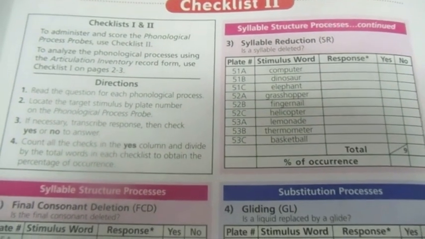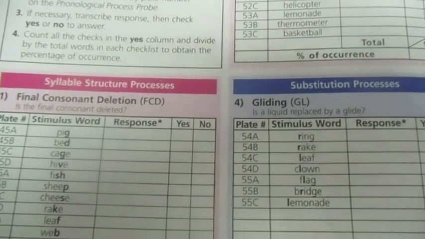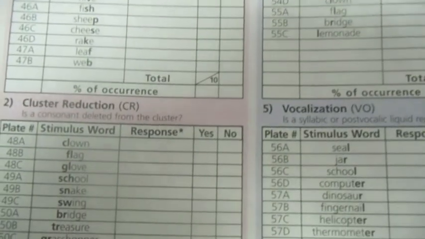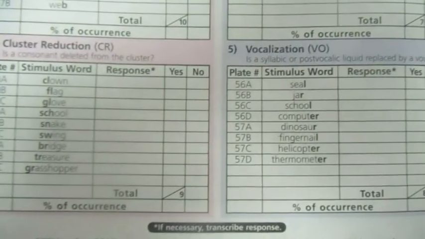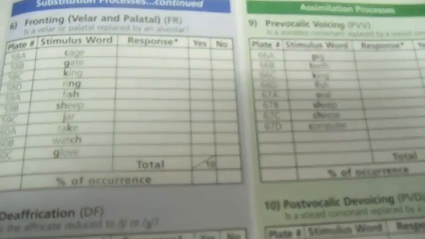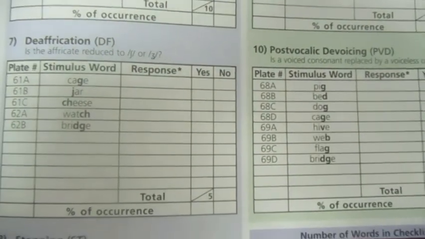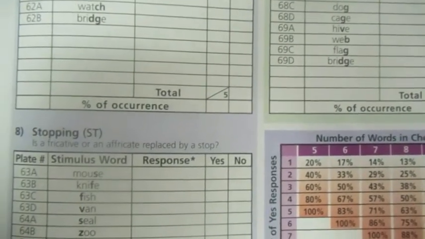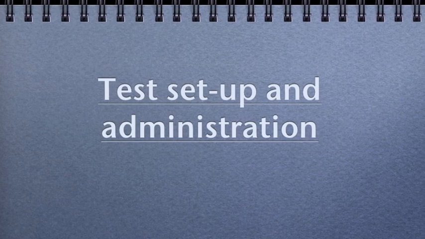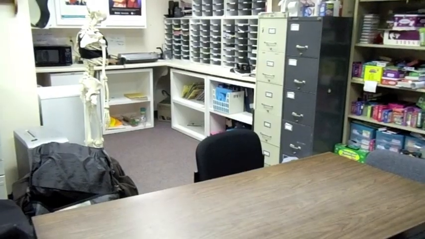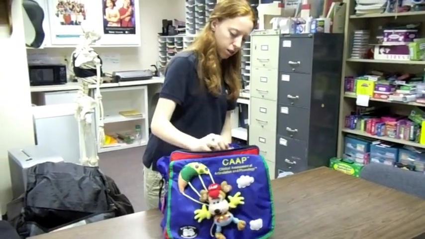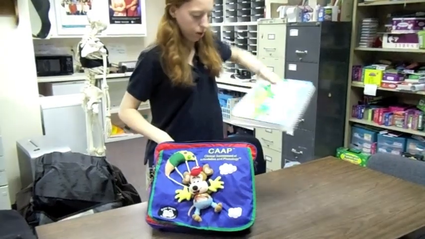Checklist 2 is used while the pictures in the phonological probes tab are being identified. There are 10 different boxes, one for each phonological process. In each box, there is space for the clinician to transcribe the child's response and a yes or no question pertaining to the process. The test should be administered in a well-lit room, free from distractions.